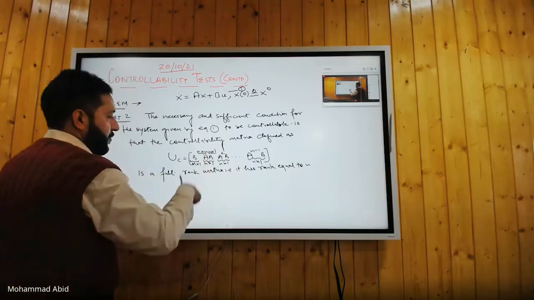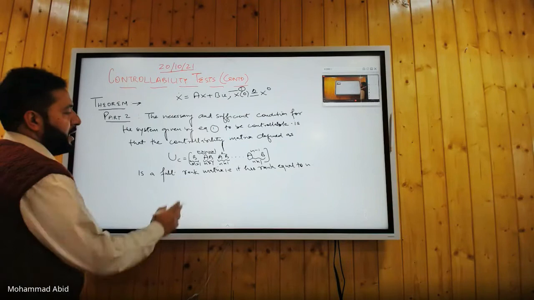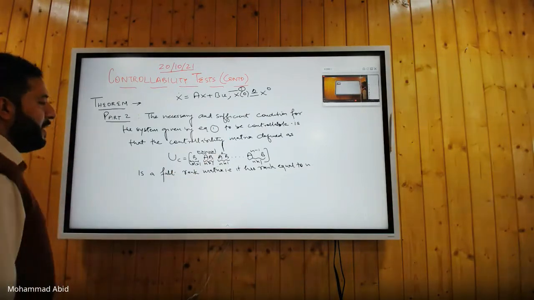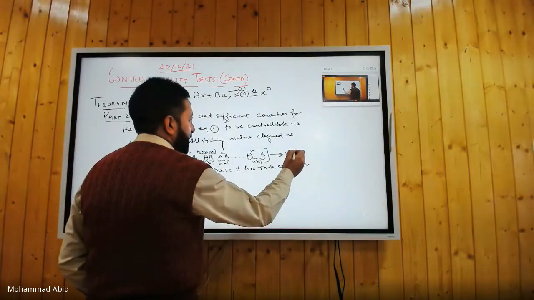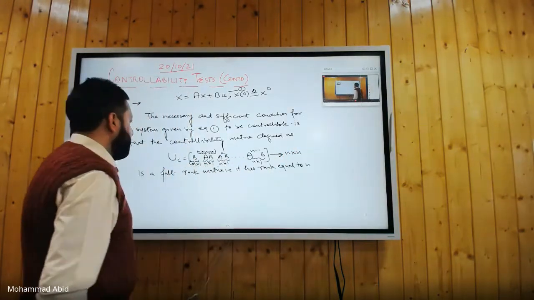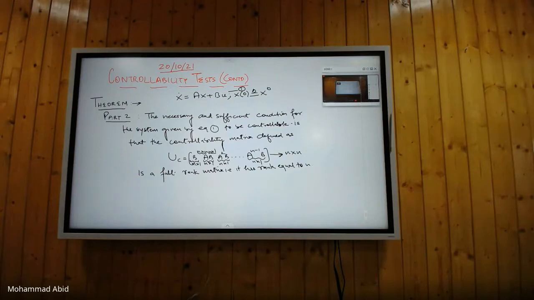So how many n cross 1 columns are there in this matrix? N columns. The size of this matrix is n cross n. So if this matrix you see is a full rank matrix, then we say that the given system is controllable. Let's prove this. Let me give the proof of this theorem.